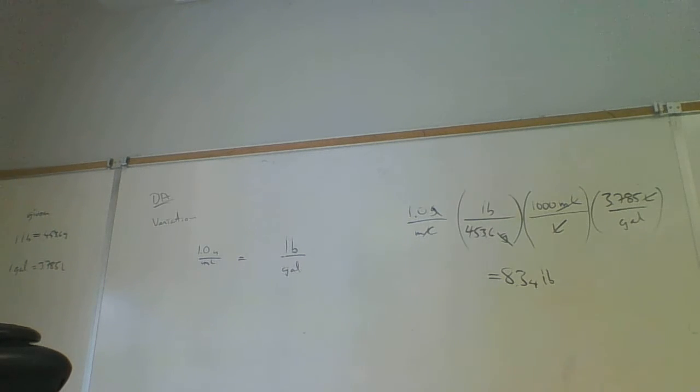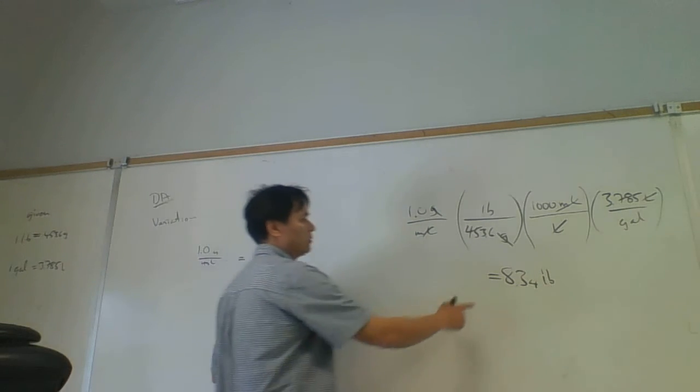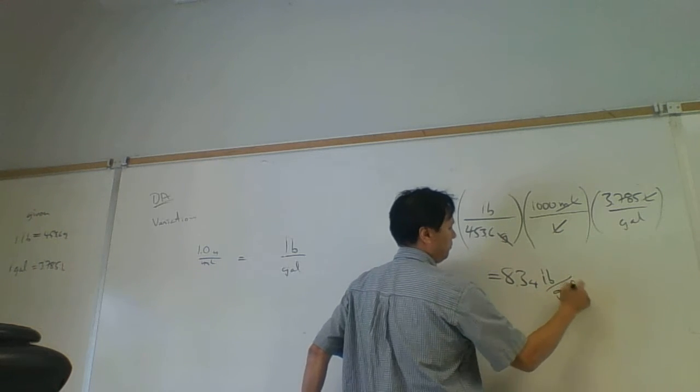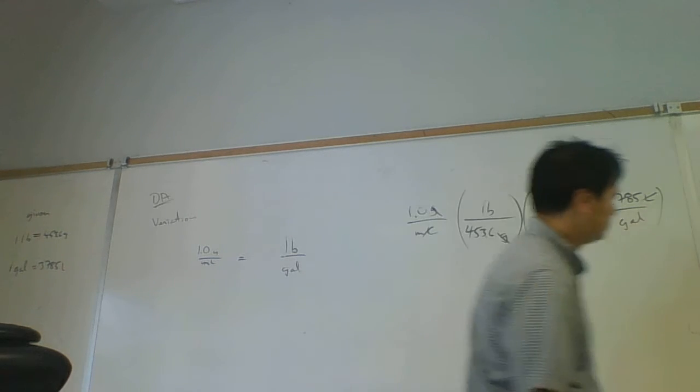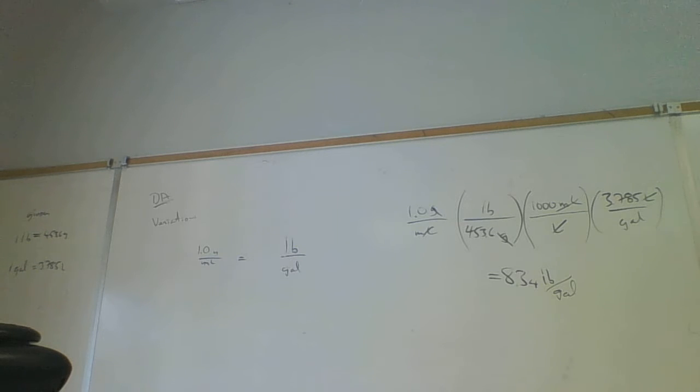All right, so this is another variation. So 8.34 pounds per gallon of water. Okay, we're going to do one more variation here.